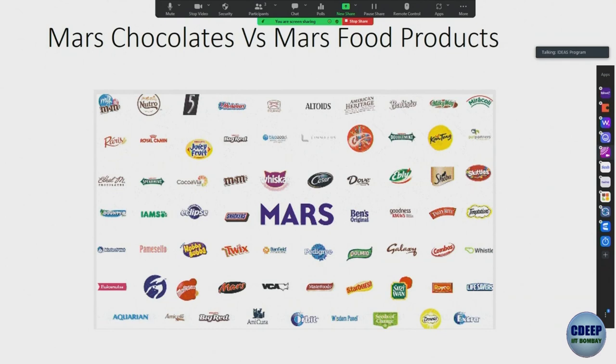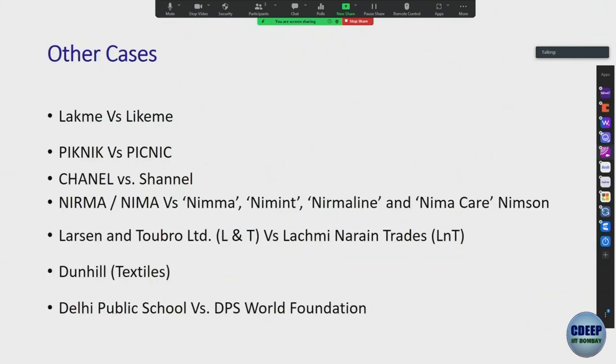Look at this, Mars chocolate, all these brands, Hershey's and whatnot, belong to Mars chocolate. Somebody here starts a company called Mars Food Products and says these are Mars products. He says it is my company name. Again, they fight in court and they lose. There are many such cases.